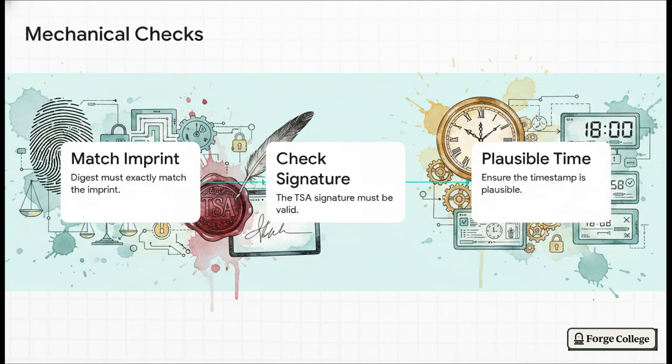Number 2, is the TSA signature actually valid, or is it just a cheap forgery? And number 3, is the timestamp plausible? Because, obviously, we need to ensure nobody messed with the clock or tried to backdate the tokens so they could claim they invented the internet in 1985. These are the exact checks auditors and courts use to ensure a token is pristine.